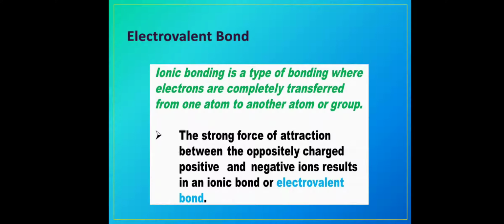So ionic bonding is a type of bonding where electrons are completely transferred from one atom to another atom or group. So what happens by this transfer? Ions are formed. And since the ions have opposite charge, they have a force of attraction which holds them together. So the strong force of attraction between the oppositely charged positive and negative ion results in the ionic bond or electrovalent bond.